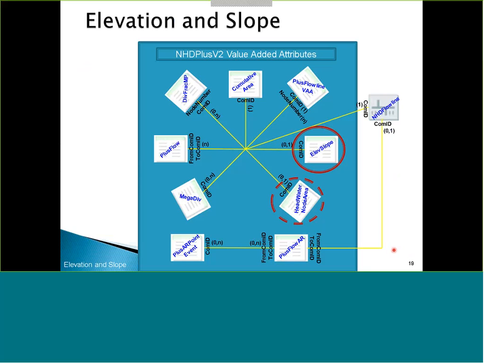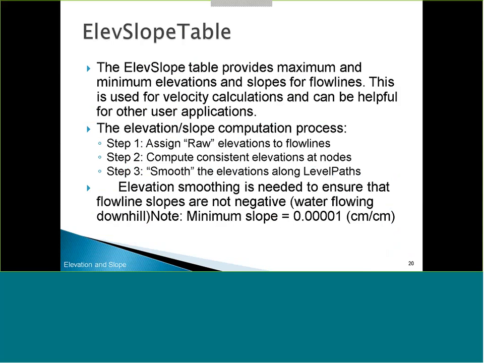Okay, now I will talk about elevation and slope. We have a table called elevslope, which has, for each of the flow lines, the upstream and downstream elevations, and it has the slope of that flow line. And the Headwater node area table actually plays a part in the building of the elevslope table. It provides the maximum, minimum elevations and slopes. It's used in our velocity calculations. And what happens is there's sort of a 3-step process. The first is what's called raw elevations are assigned, and then we compute consistent elevations at the nodes, and I'll show how that works. And then we do what's called a smoothing process of the elevations to make sure that we don't have water flowing uphill.